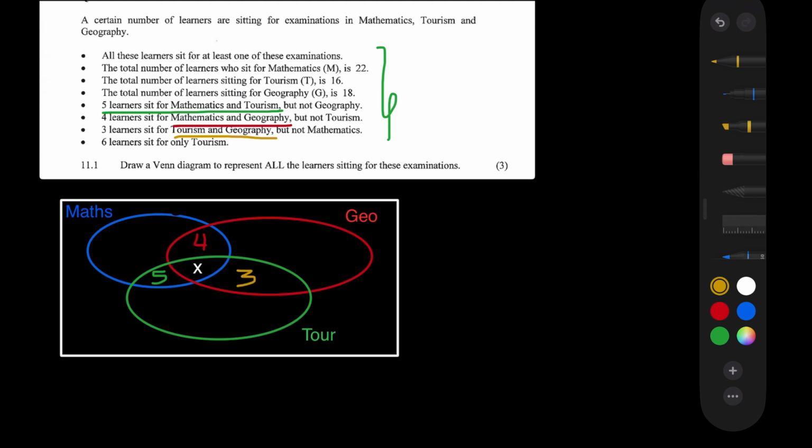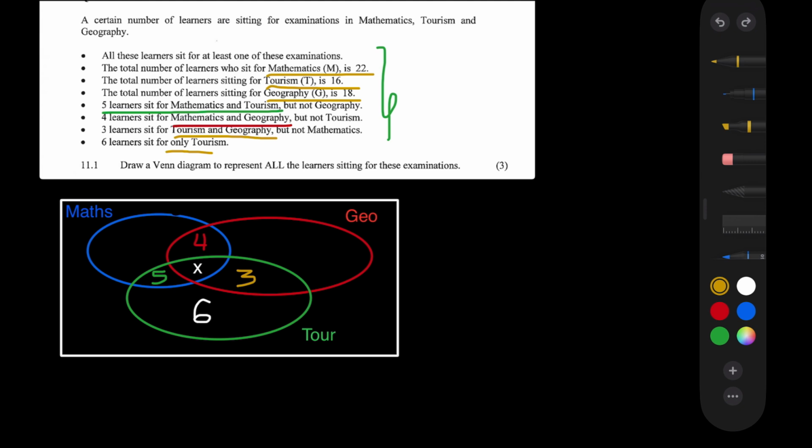And when moving on to the next bit of information, we have that 6 learners sit only for tourism. So now this is special information because you can immediately write our 6 over here. And then, of course, we have the final bit for the last tier, where 22 sit for mathematics, 16 sit for tourism, and 18 sit for geography. But now the question is, what is our value X, you see? And what remaining numbers do we add here for maths and here for geography?